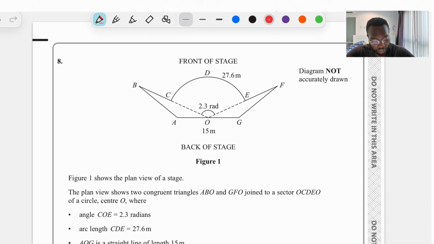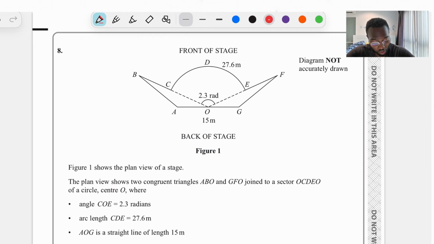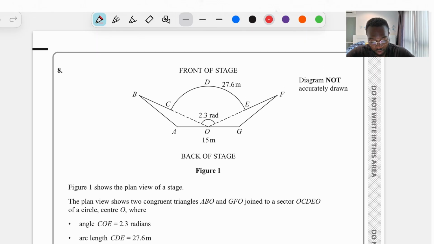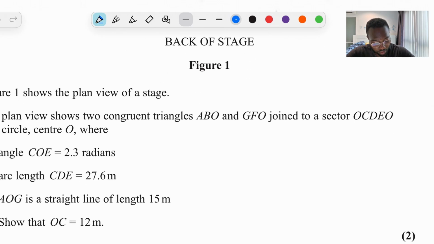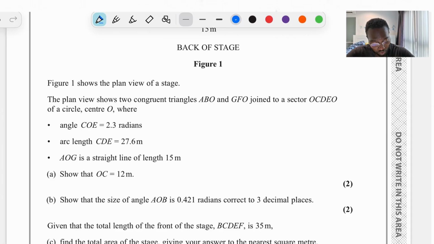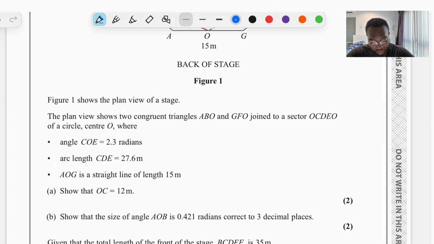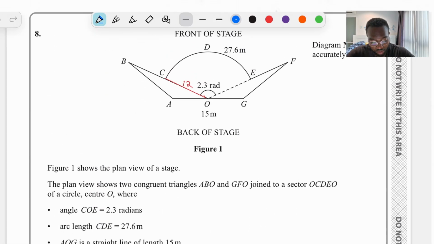So this one, we have this stage here, and then we need to show that OC is equal to 12 meters. So OC, that would just be this line here. We need to show that this line here is equal to 12. Okay, so how do we do that? Well, all we need to do is to work out the length like that. As you can see, that is the length of OC.